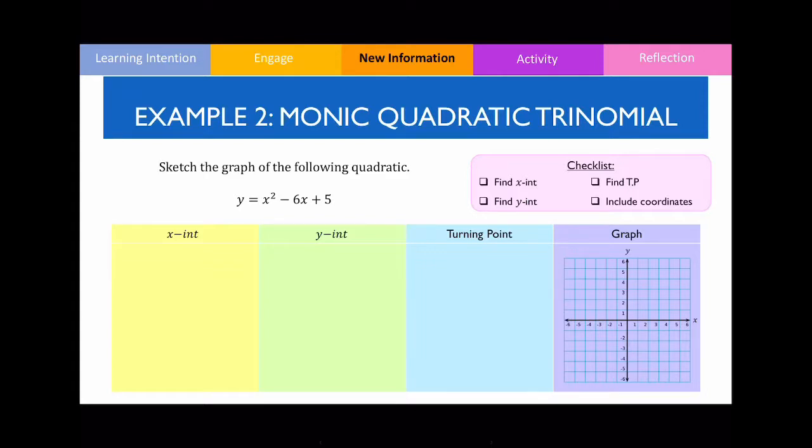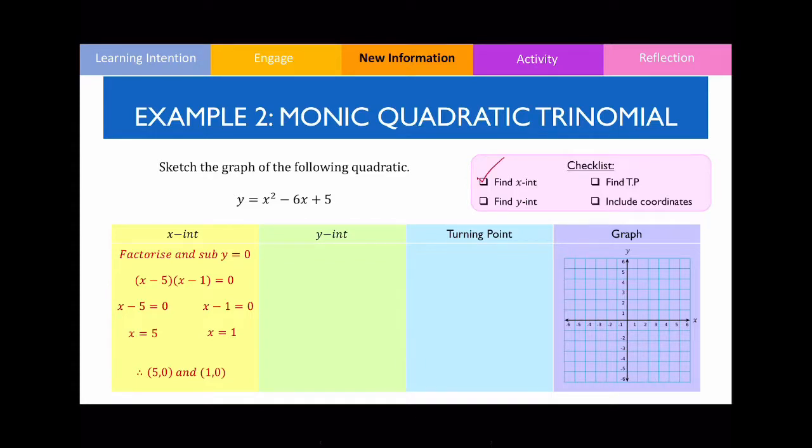I'm using the product sum method. In this case, your 2 factors are going to be -5 and -1. If you've done this, we'll use the null factor law to equate each factor to 0. And therefore, if you rearrange it, x will equal +5 and x will equal +1. And I'm rewriting this in coordinate form. So I've already done the x-intercepts.